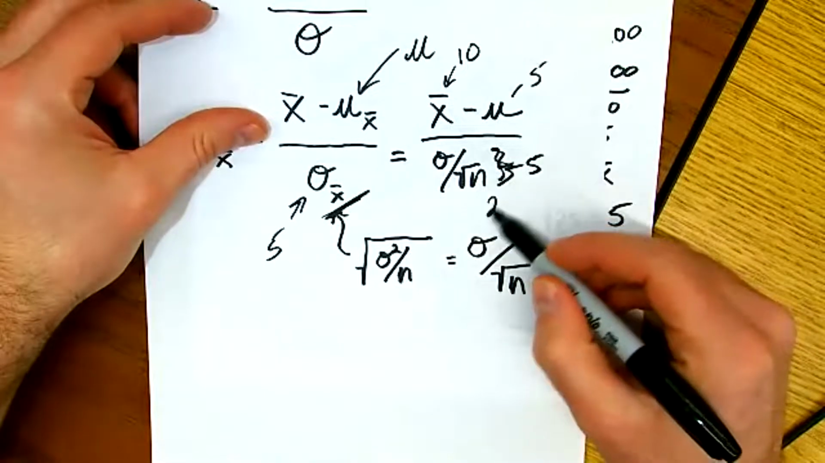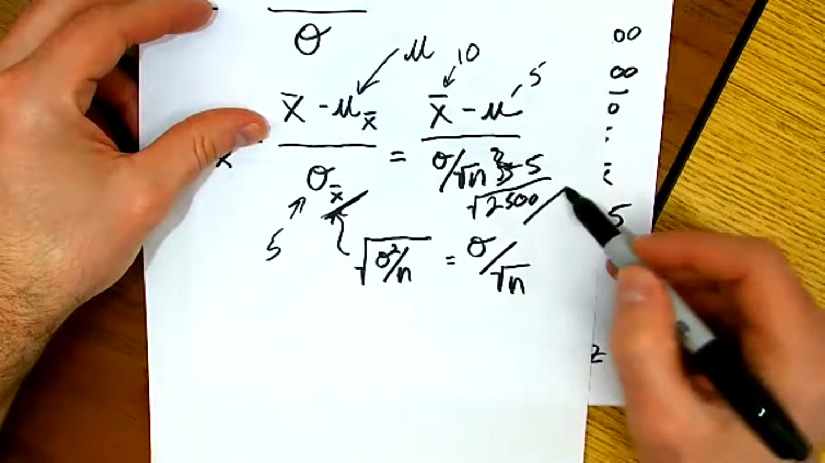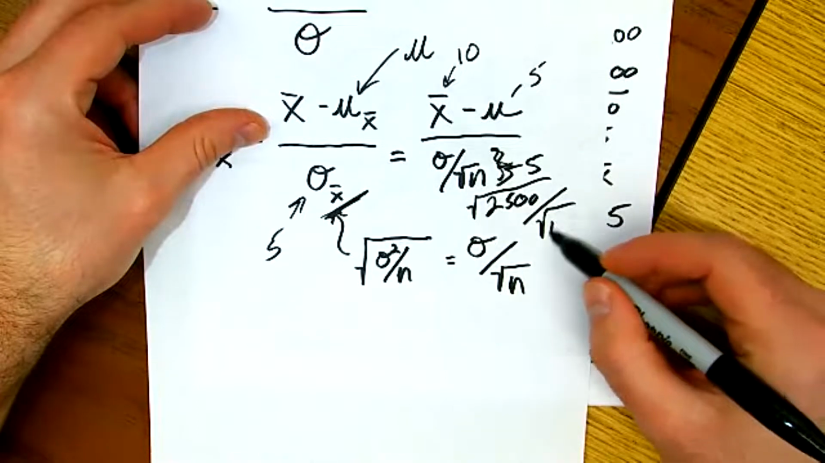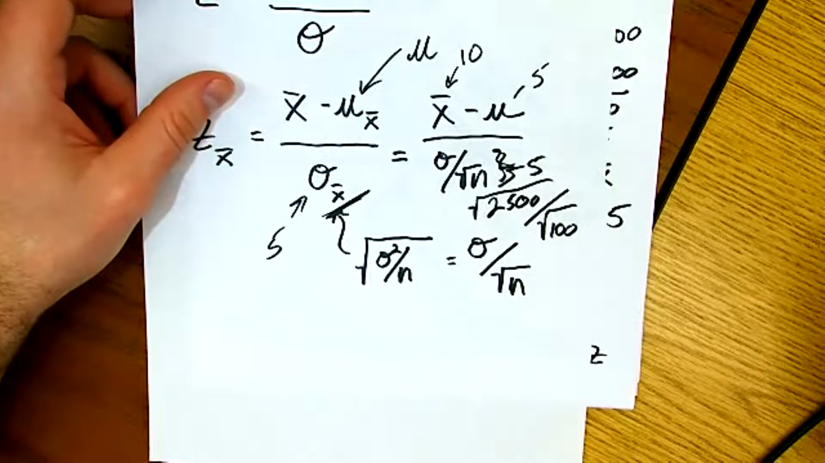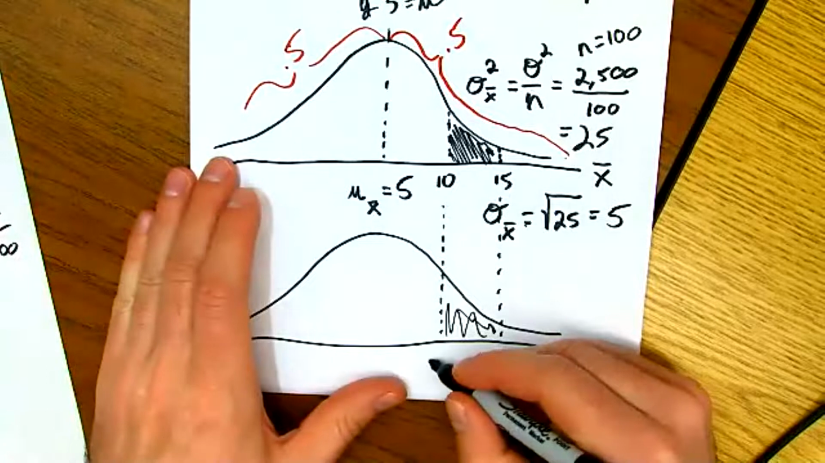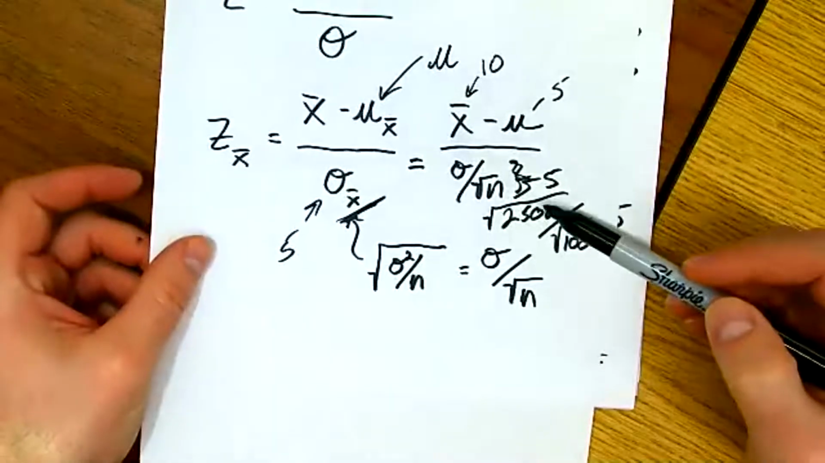Or I could write this out. It's going to be the square root of 2,500, because that would give me the standard deviation, divided by the square root of my sample size. I can do it either way. So once I do that, I should get a z-score of 1. So if I enter this into my calculator, I should get a z-score of 1.